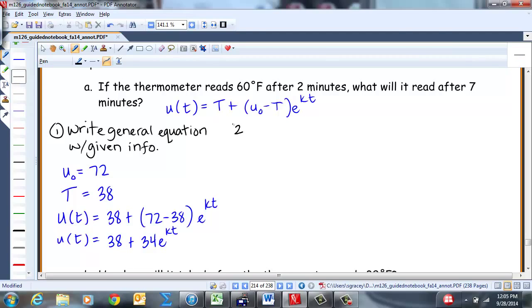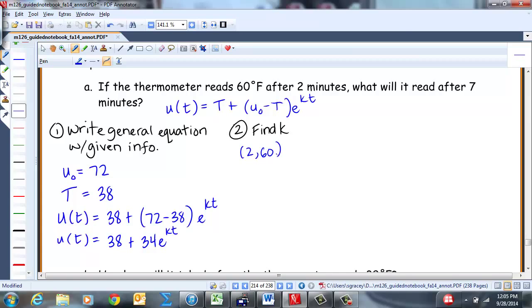So the second step will be, again, we need to find K. I bet you're getting tired of that. So here we go. The thermometer read 60 degrees Fahrenheit after 2 minutes. So we've been given the ordered pair (2, 60).